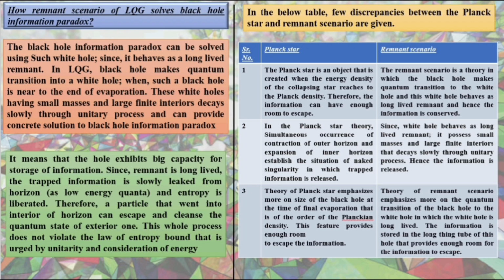So here in this table, I have shown the discrepancy between the Planck star and remnant scenario. The first point is that the Planck star is an object that is created when the energy density of the collapsing star reaches Planck density, so the information can have enough room to escape. The remnant scenario is a theory in which the black hole makes a quantum transition to a white hole, and this white hole behaves as a long-lived remnant and hence the information is conserved.